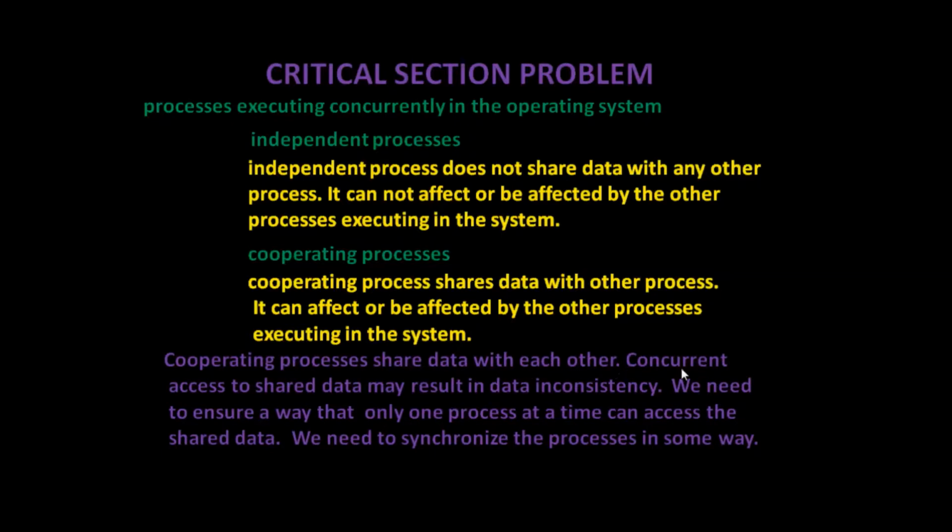Concurrent access to shared data may result in data inconsistency. As we saw in the previous tutorial on race condition, when two cooperating processes access shared data concurrently, it results in a race condition. We need to ensure a way that only one process at a time can access the shared data. We need to synchronize the processes so that only one process at a time can access the shared data.